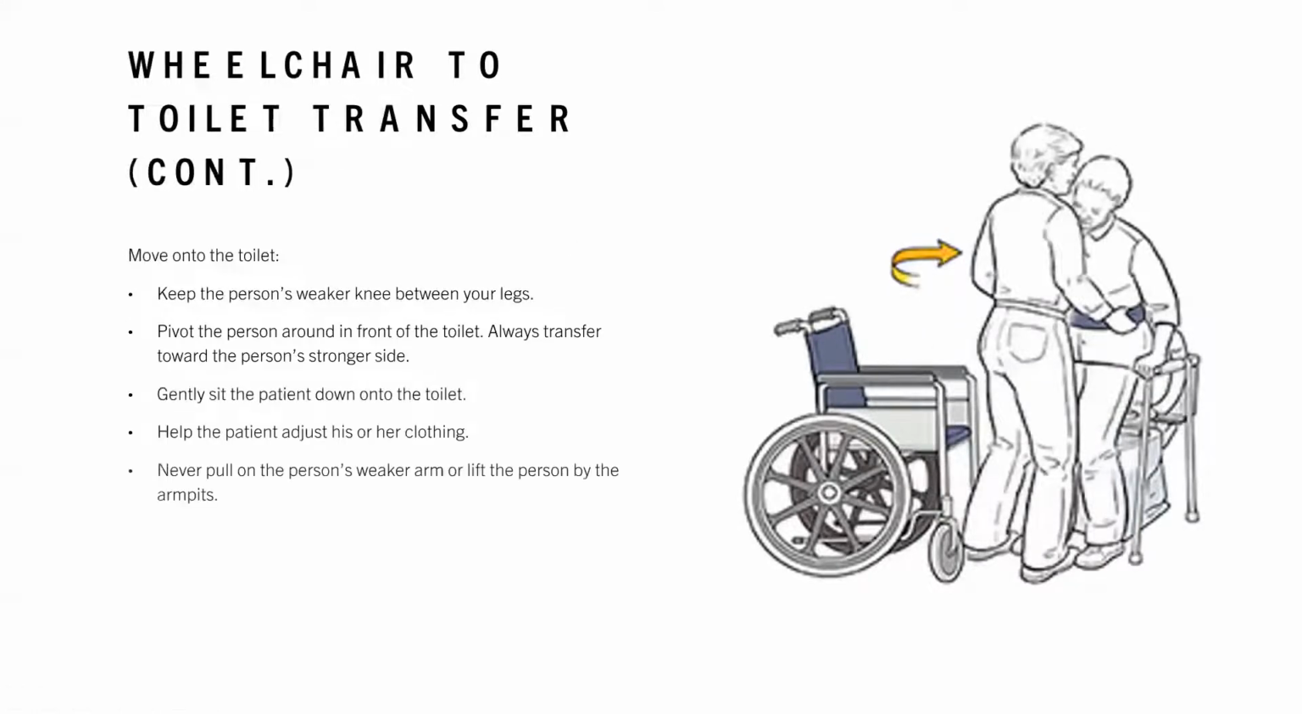Then moving on to move the patient to the toilet, keep the person's weaker knee between your legs. Pivot the person around in front of the toilet. Always transfer towards the person's stronger side. Gently sit the patient down onto the toilet. Help the patient adjust his or her clothing. Never pull on the person's weaker arm or lift the person by the armpits. Lock the wheelchair. Be sure the person's feet are under his or her body. Grasp the back of a belt or pants and lift.